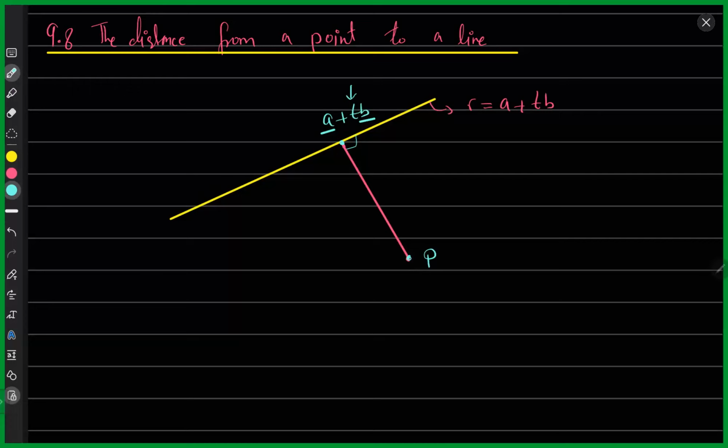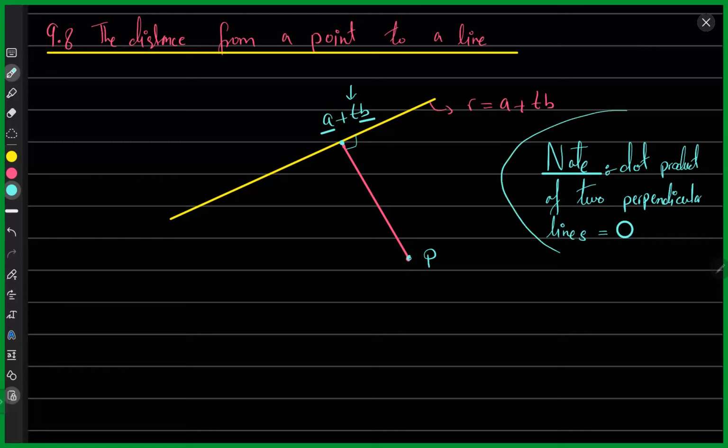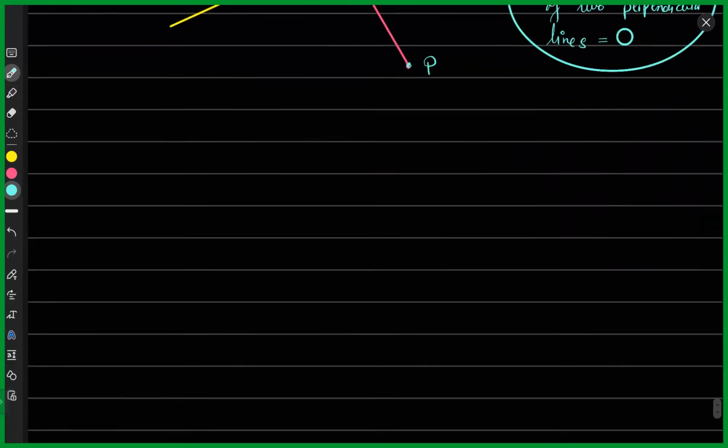So the note or the rule is: the dot product of two perpendicular lines is basically 0. This is something that you need to always remember because we will be using it time and again. Okay. All right. Let's talk about an example just so things get better.